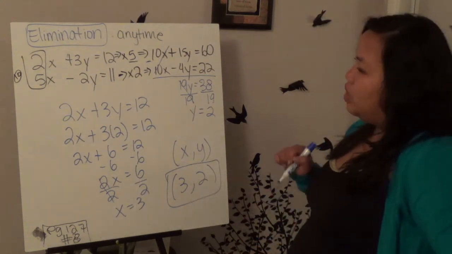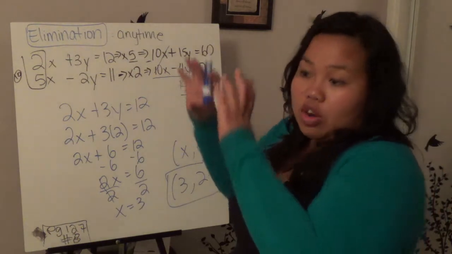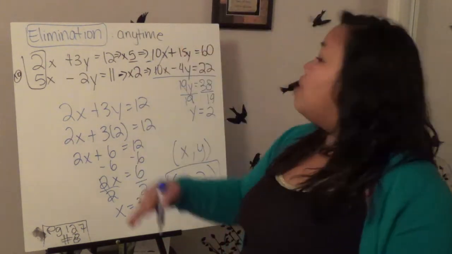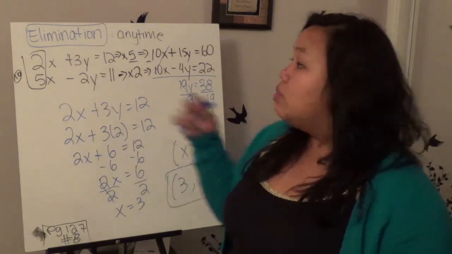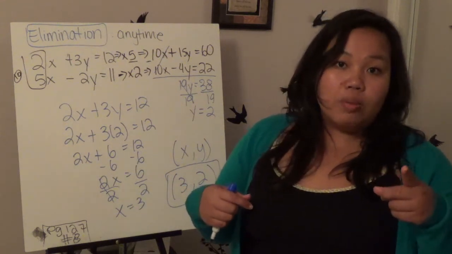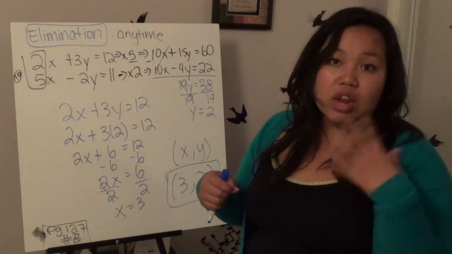Right? And that's elimination. So with substitution, we're solving for a letter, and then we're going to replace it. We're going to substitute it. Elimination is actually eliminating a letter. Now elimination I can use anytime I want. Substitution, on the other hand, I can only use when I have a variable with the number 1 in front of it.